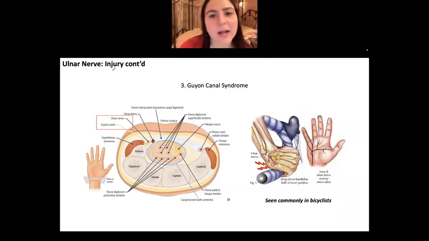The next one's called Guyon canal syndrome. Guyon canal is pretty much identical to carpal tunnel. It's just now the opposite side, on the ulnar side. There's a little tunnel. They didn't want to call it a tunnel, they wanted to call it a canal. Fine, it's basically a tunnel though. And the ulnar nerve runs through it with its artery. So it's the ulnar nerve, ulnar artery.